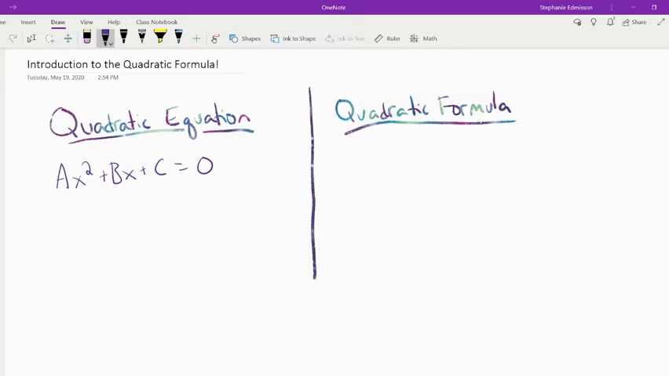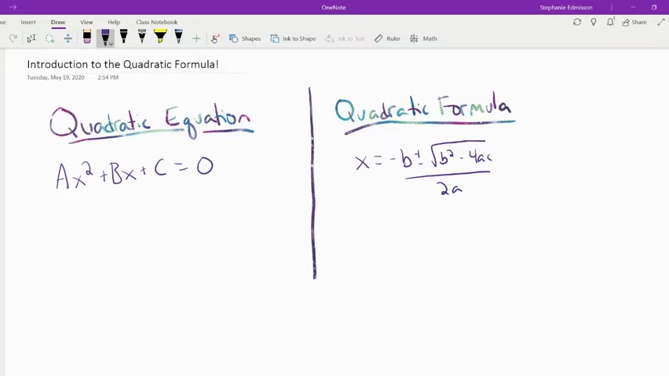Okay? So it goes x equals a negative b plus or minus square root of b squared minus 4ac all over 2a. Okay? So that is the song.